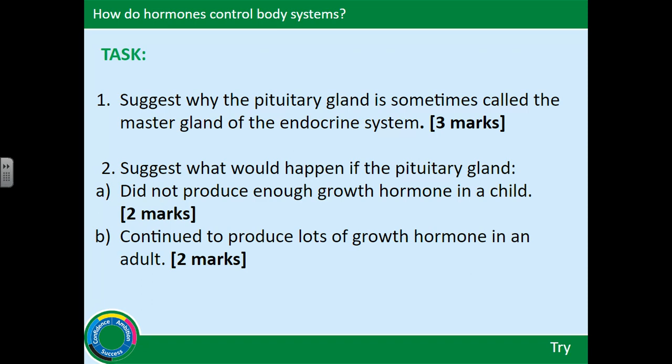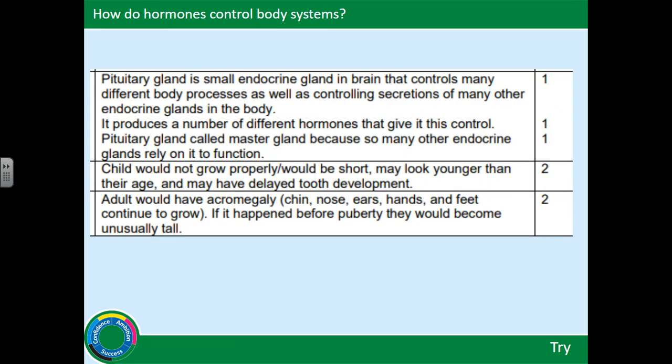Okay, welcome back. Let's move on to our answers. So, first question was, suggest why the pituitary gland is called the master gland. So the pituitary gland is the small gland in the brain, and it controls many bodily processes, as well as secreting the secretions of other glands in the body.